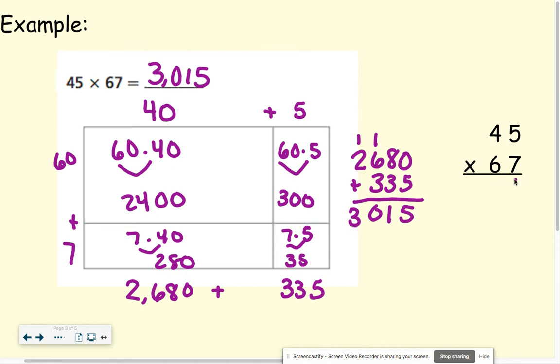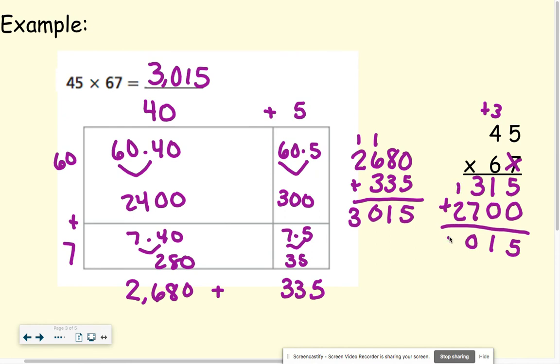Again, we can do that same thing over here. 7 times 5 is 35. We put the 5 down, we put the 3 carry over. 7 times 4 is 28, plus 3 is 31. We cross out the 7, we put in our magic 0 for the 60. 6 times 5 is 30. We already have a plus 3 up there, that's nice. 6 times 4 is 24, plus 3 is 27. And then we add our amounts together. Either method, we should come up with the same answer of 3,015.